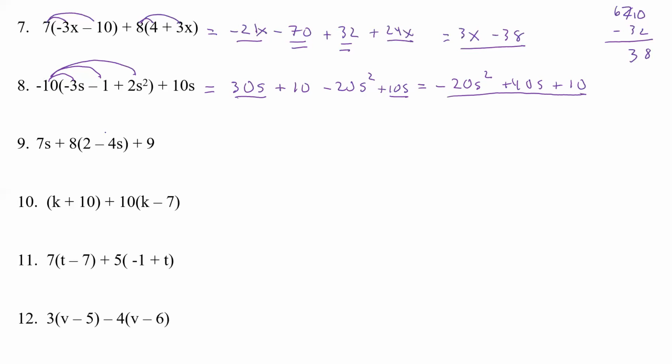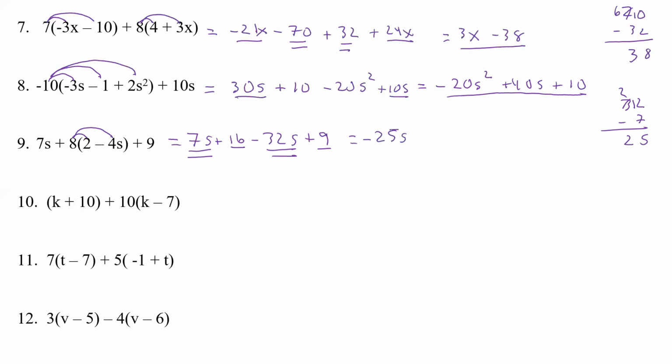All right, what do we do here? Well, this one, we have to get rid of parentheses again, so that gives us 7s, then plus 16 minus 32s, and then plus 9, okay? So we have 16 and 9, s and s. So again, 32 minus 7. Let's go ahead and do it here. Borrow. 12 minus 7 is 5. 2 minus 0 is 2. And so it's going to be a negative 25s.